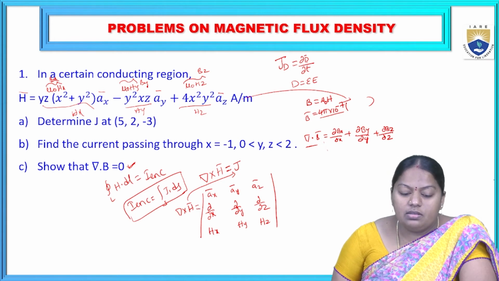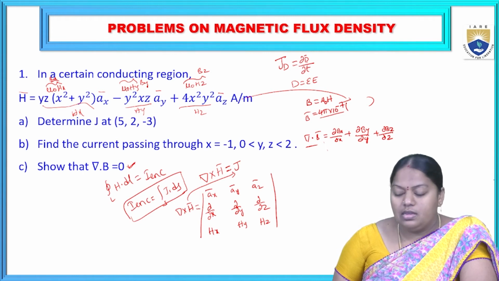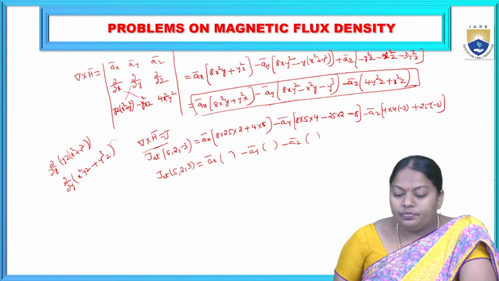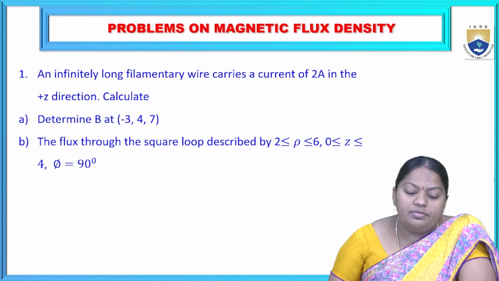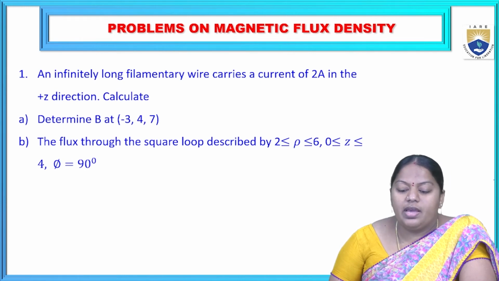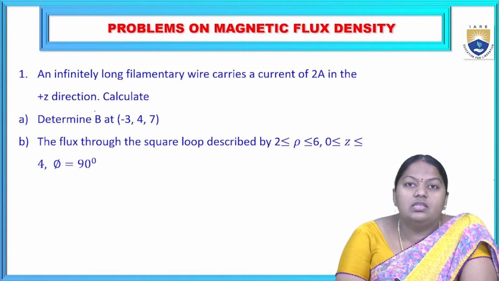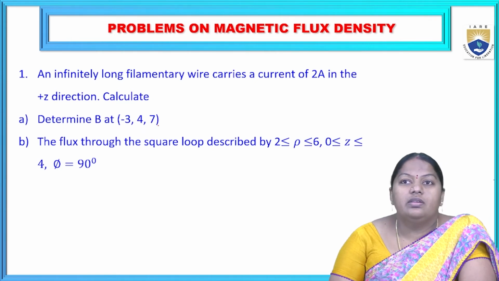Then, this is the way we will solve the problems on magnetic field intensity in terms of magnetic flux density along with the current densities. Okay. Now, one more problem. Next, an infinitely long filamentary wire carries a current of 2 amperes in the plus z direction. Now from the given, determine B at (-3, 4, 7).